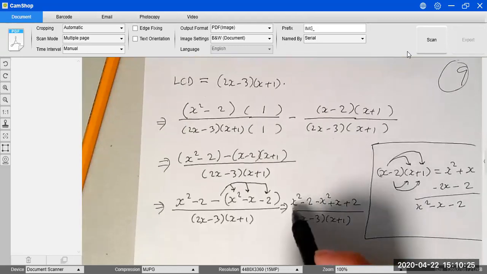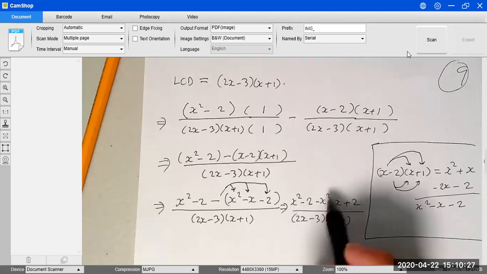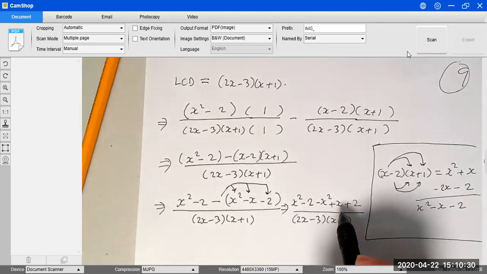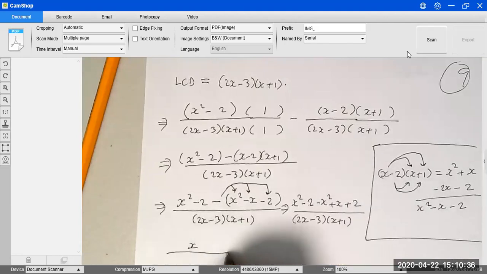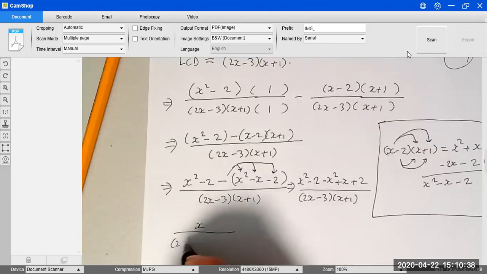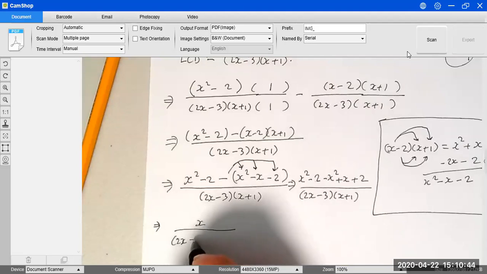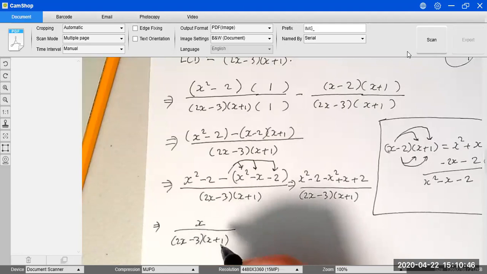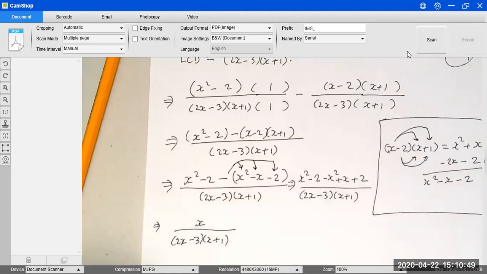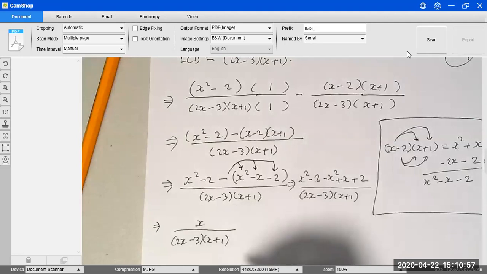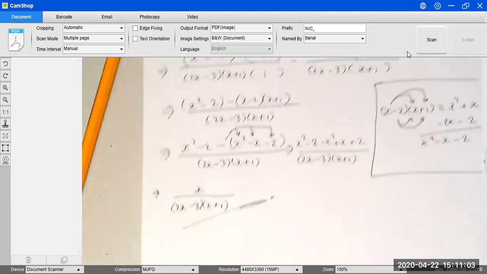Now we simplify. x squared and x squared with negative sign, they vanish. Then we have only one x here. And negative 2 and positive 2 also cancel. So the final answer is going to be just x over 2x minus 3 times x plus 1. Let me check because I can make mistakes. Oh yeah, we got the right answer. For a moment I thought I could have made a mistake somewhere, but no, we are fine.